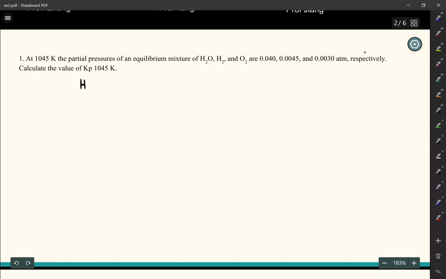So that would be H2 gas plus O2 gas becomes H2O.